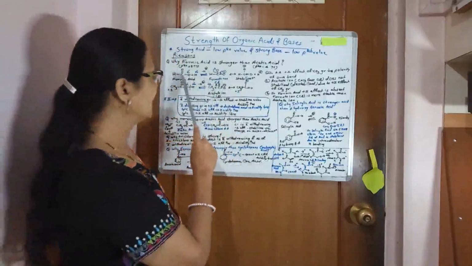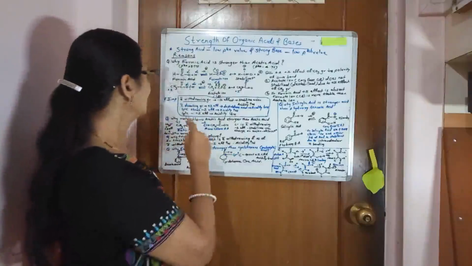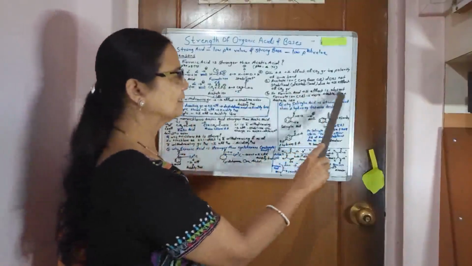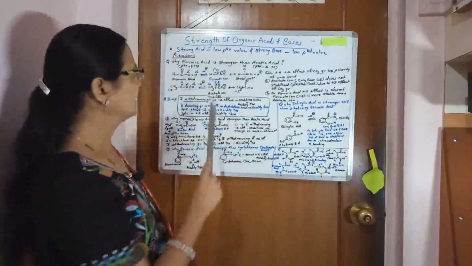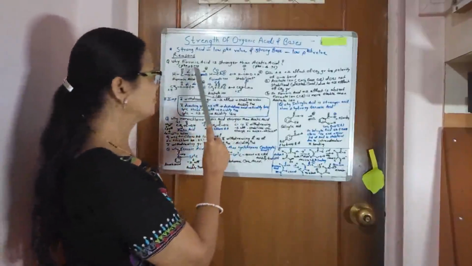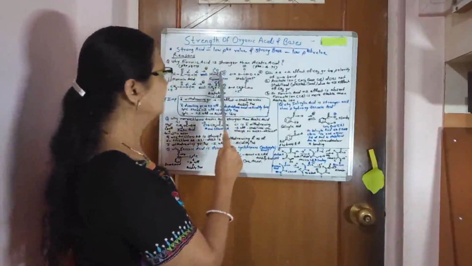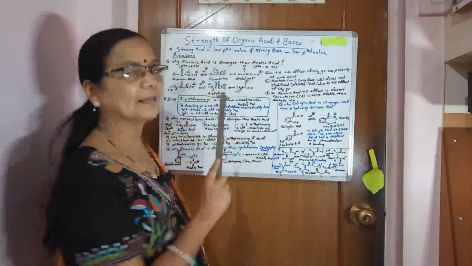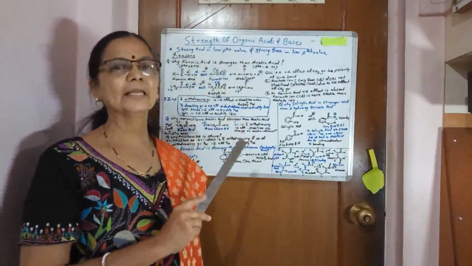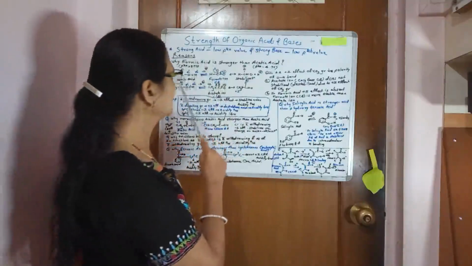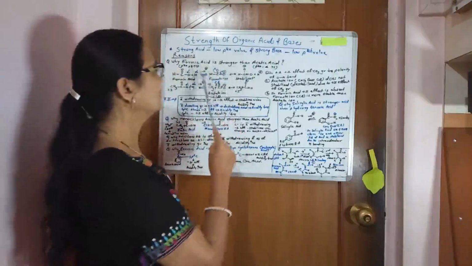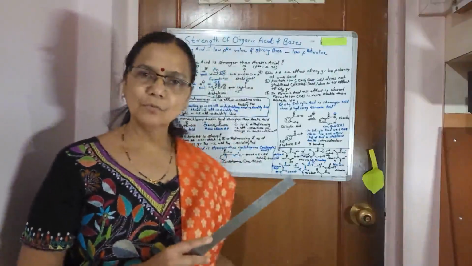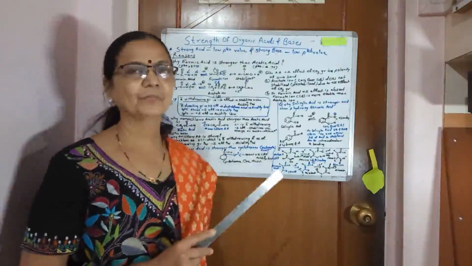While in the case of formic acid, instead of a methyl group there is a hydrogen. Therefore the plus I effect is absent in formic acid. By removal of H positive, the formate ion gets formed and this formate ion gets stabilized because there is no plus I effect. The plus I effect is absent in the case of formic acid, and therefore this conjugate base gets stabilized, and due to this formic acid is stronger than acetic acid.